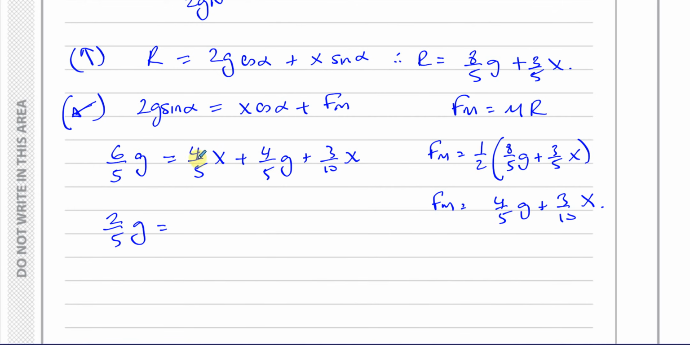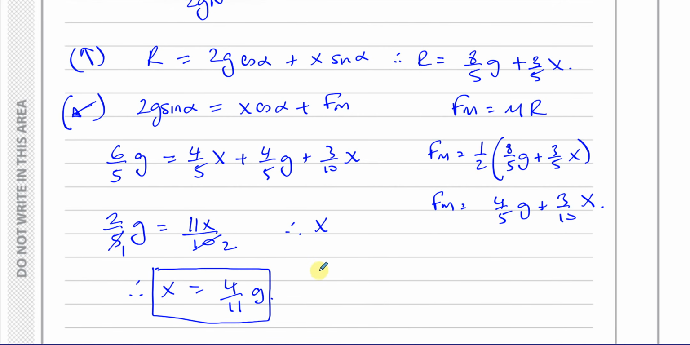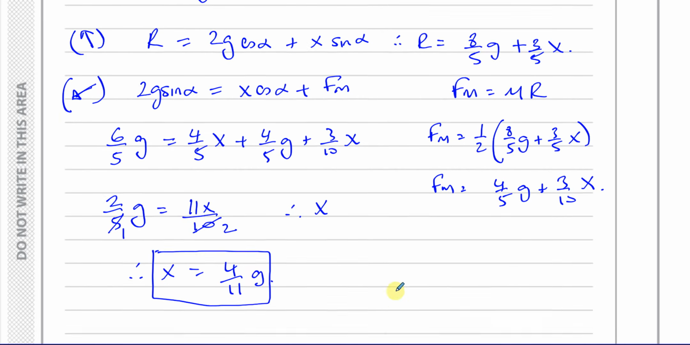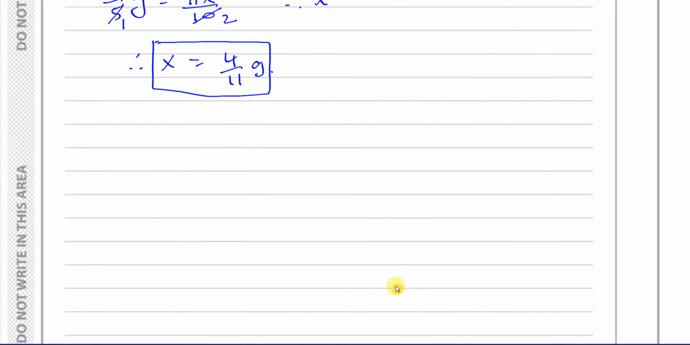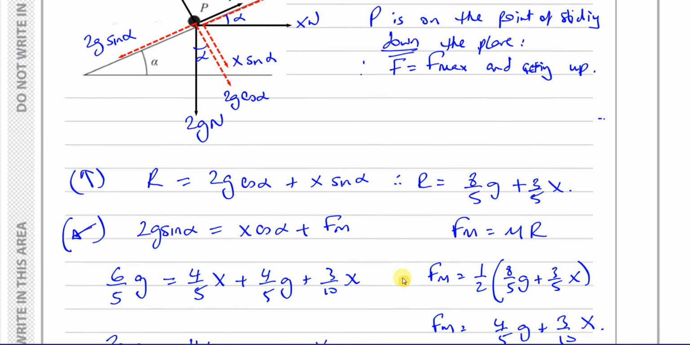That's like 8 over 10. That's going to be 11x over 10. So therefore I can say x, let me do it down here. Therefore x is equal to, I can cancel this with this, gives me 2 and 1. So x is equal to 4 over 11g. That's one way of writing my answer, and it's perfectly acceptable to leave your answer in terms of g. That's perfectly fine.